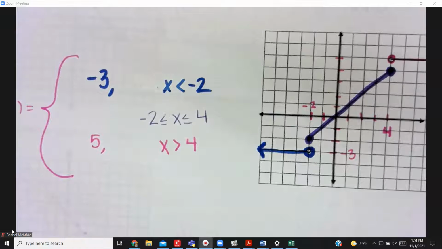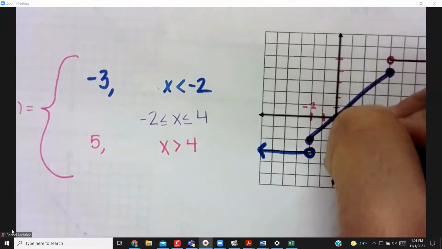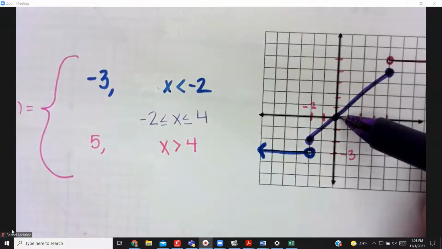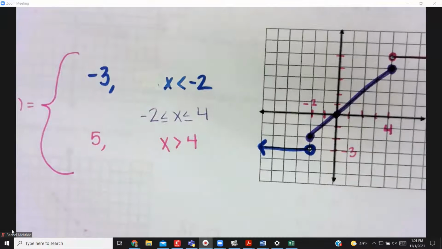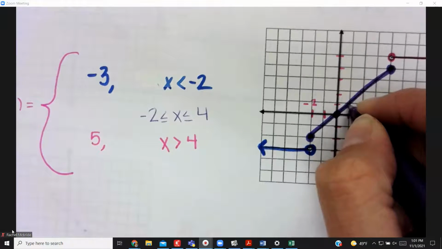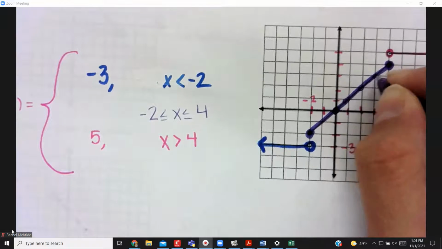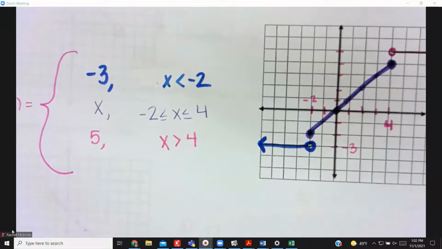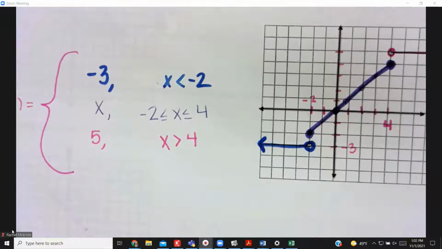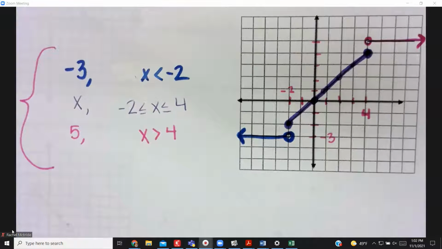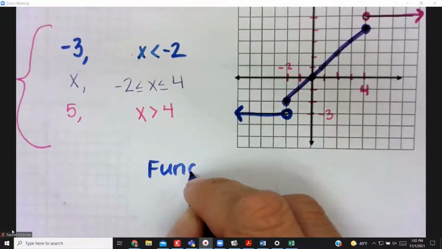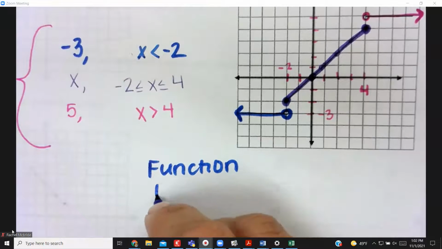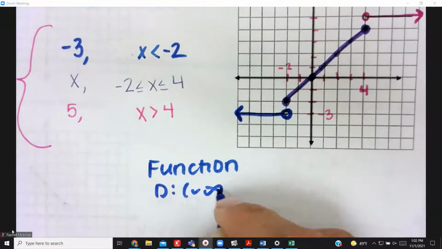And then for the middle, what's nice about this one is the y-intercept is 0. So all I have to do is concern myself with my slope, which again is up 1 over 1, up 1 over 1. So the equation of my line is x. This is a function because it passes the vertical line test. Its domain is all reals.